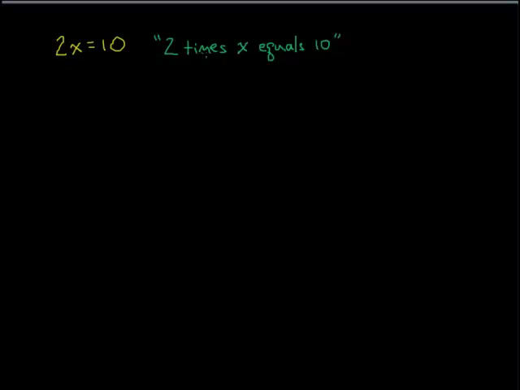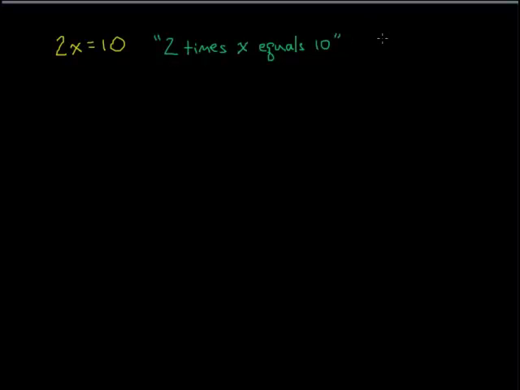Well, you might ask, how did you know this was 2 times x? Because I didn't see a multiplication symbol. Well, it's conventional in math to not include a multiplication symbol in a situation like this because it can get a little confusing. Let's see what I mean by that.